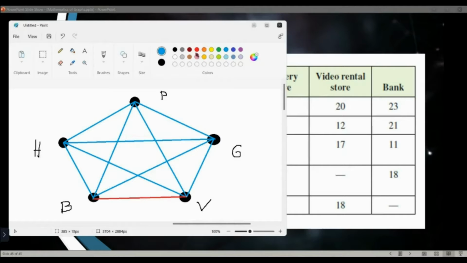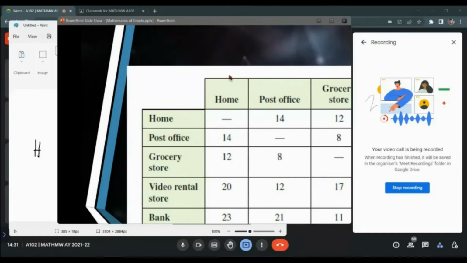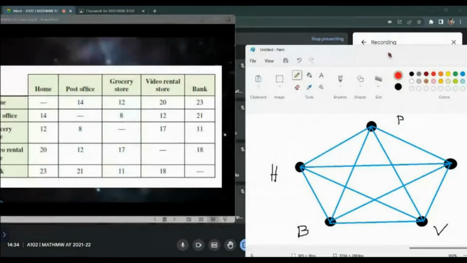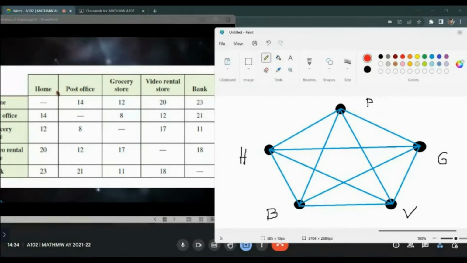Okay, next, we can now supply the weight for each edge. Let's start with from home now. 14 minutes home to post office, 12 minutes home to grocery store, 20 minutes home to the video rental store, and then 23 minutes home going to the bank.